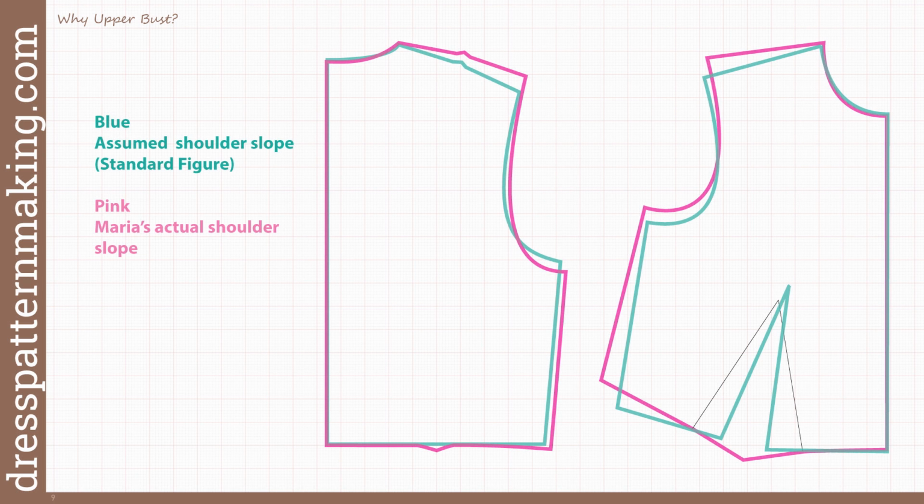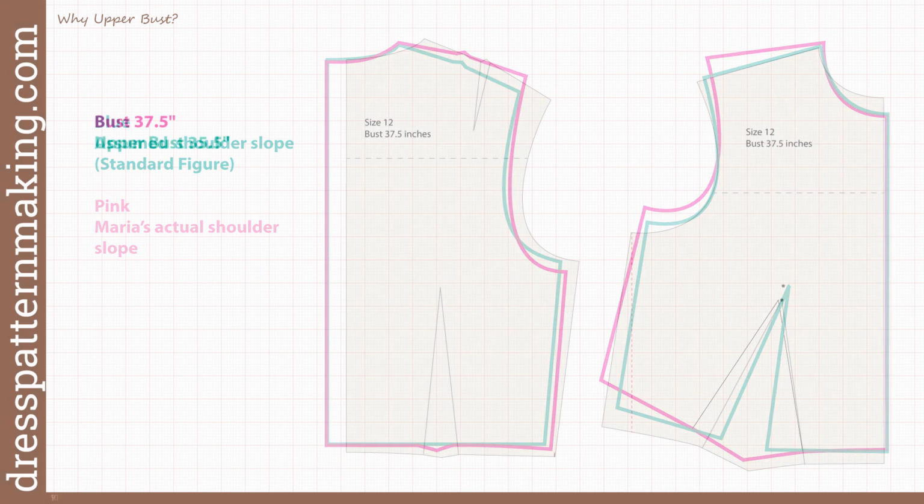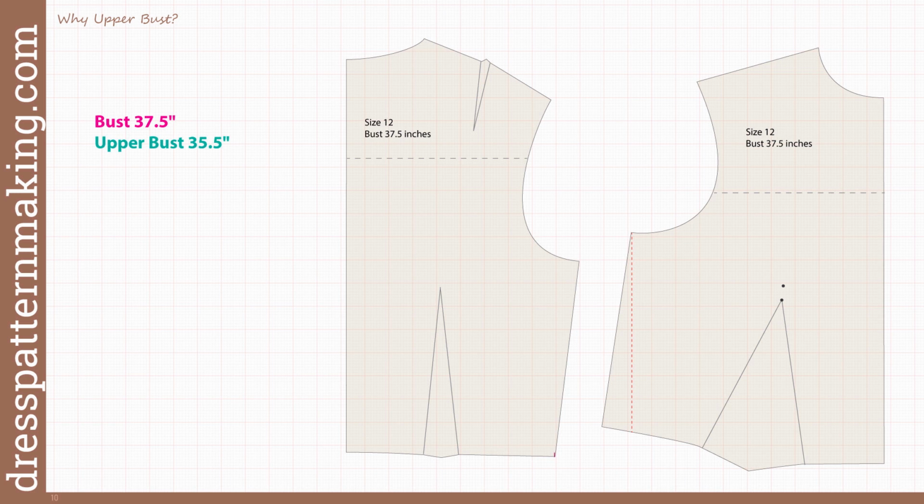So yes, they can make a square shoulder adjustment, but if you can include the individual's shoulder slope in the block making process, then it makes things a hell of a lot easier. And then there's the upper bust assumption.